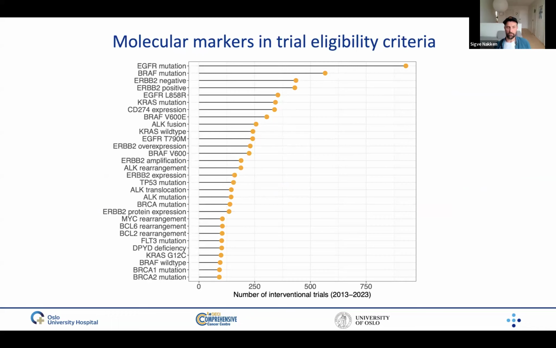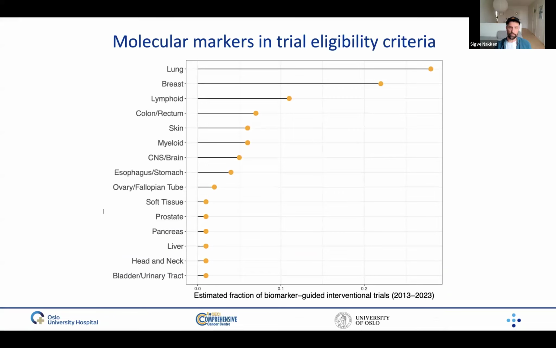From our initial exploration of the results, we see that in clinical trials there are a few genes that are listed quite frequently. EGFR and BRAF, and ERBB2 in breast cancer, are very frequent molecular markers. We also see that a lot of the trials list wild type as an eligibility criterion. This is what we have seen so far. We also see that some tumor types are much more enriched with molecular markers used in their eligibility criteria than others. Lung and breast are by far the tumor types with most data on this.